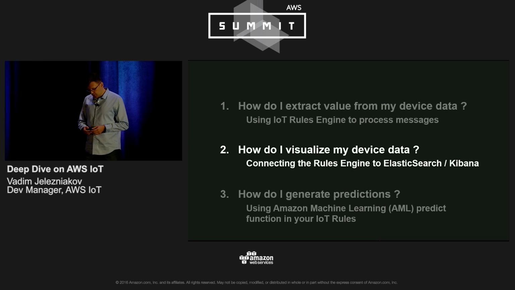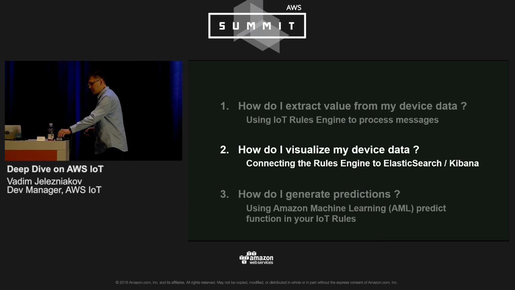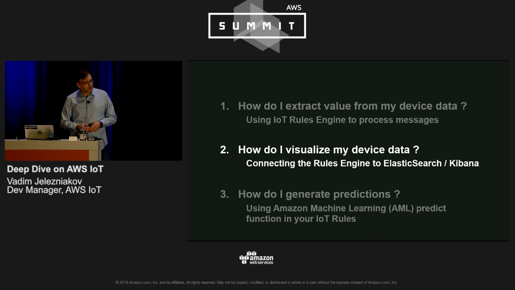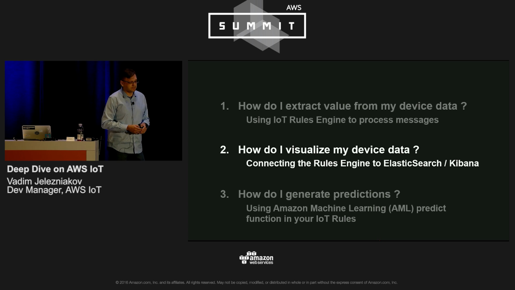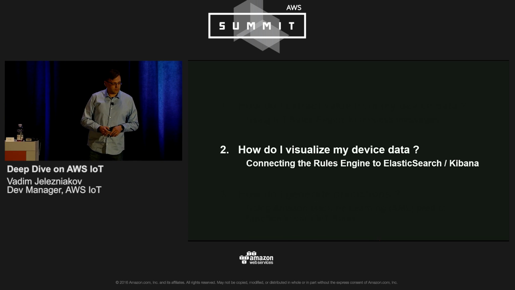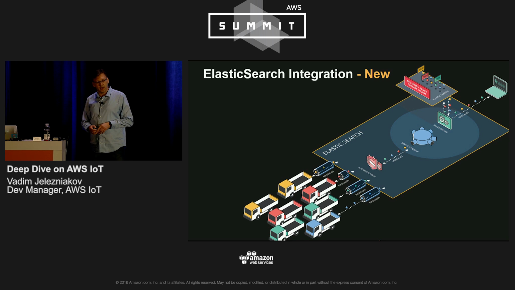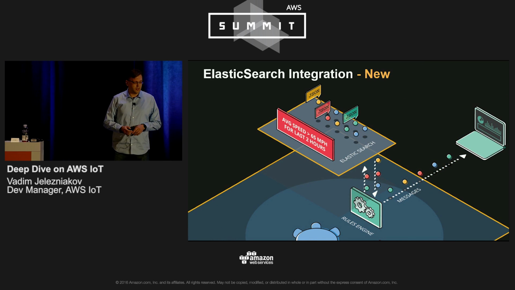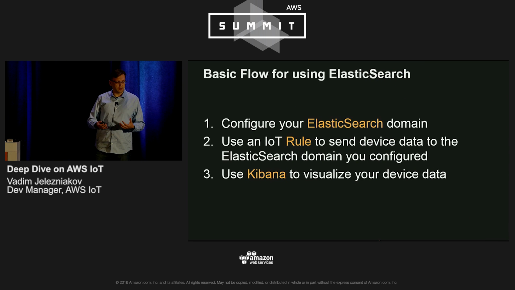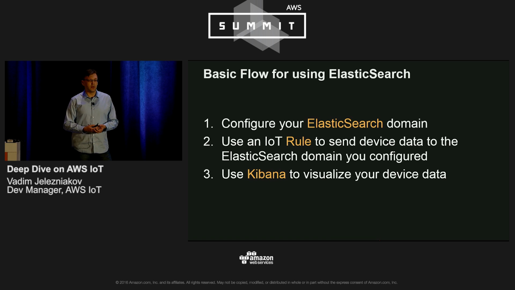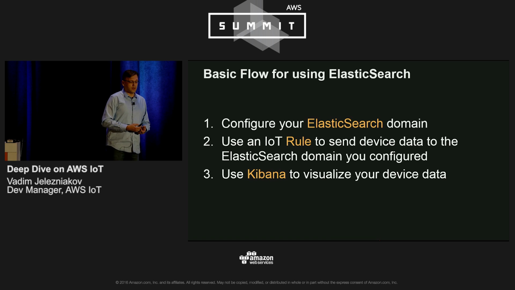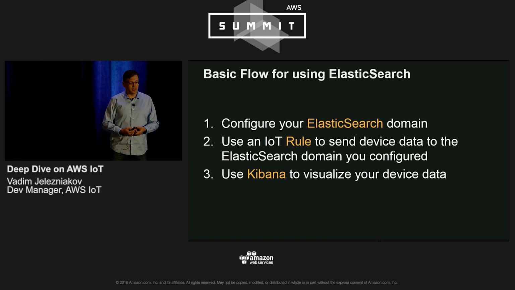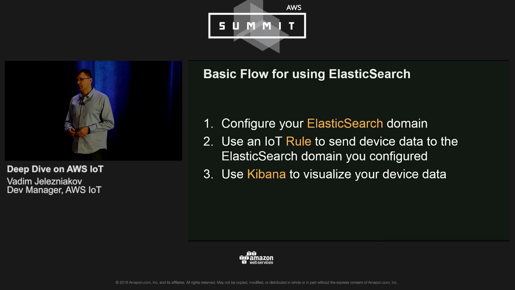Now, the second question that we want to answer, and that's one of the demos that we're going to do today, is how do I visualize my device data? And the answer is using the Elasticsearch integration that we launched, I believe, 2 or 3 weeks ago, very recently. The basic 3 steps of using Elasticsearch integration are these. You configure your Elasticsearch domain, you use an IoT rule to send device data to the domain, and then you can use Kibana to visualize your data.